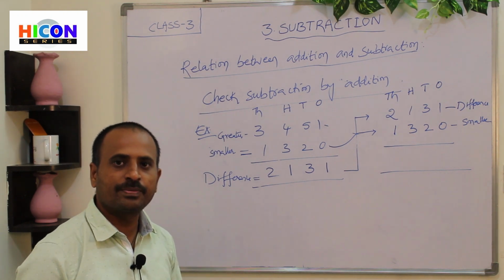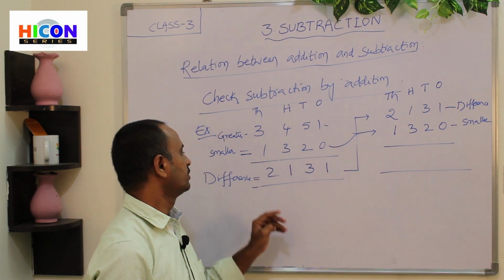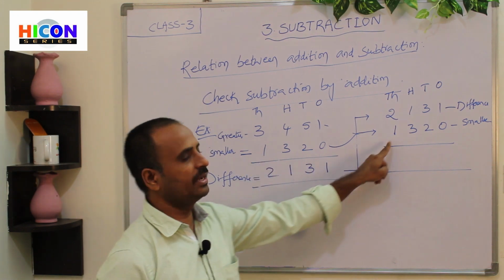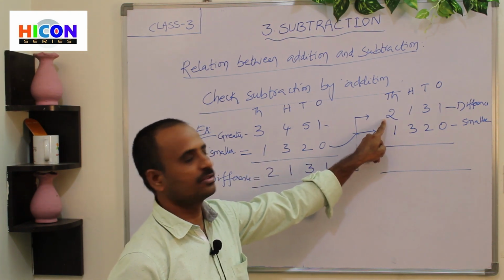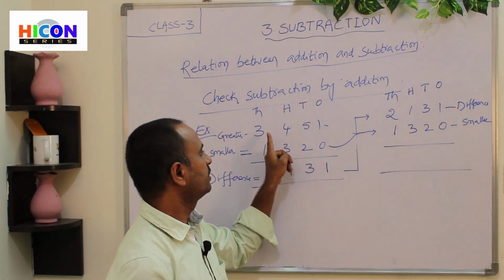So how can we check our subtraction? By using addition. What do we have to add? We have to add the smaller number to the difference. So write the difference first and add the smaller number. Then we should get the greater number.